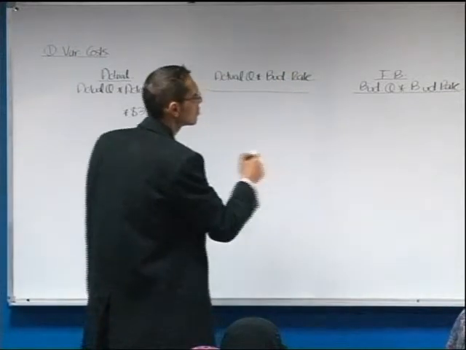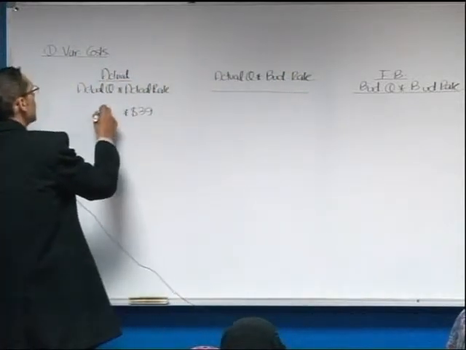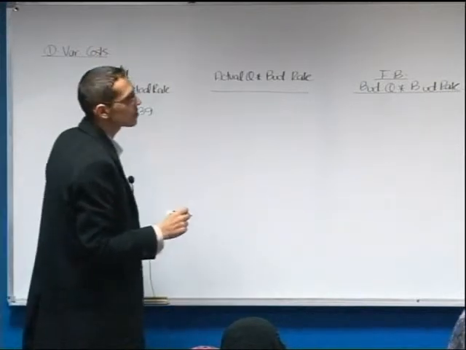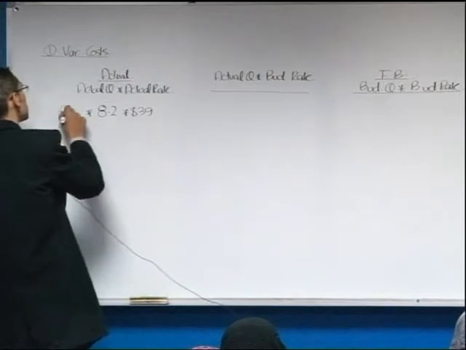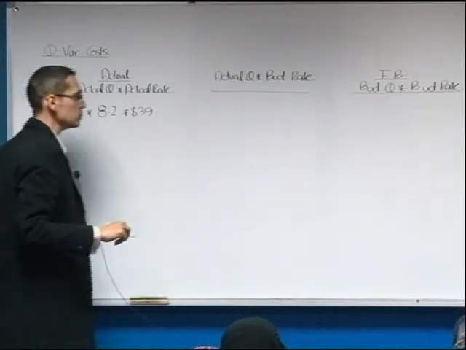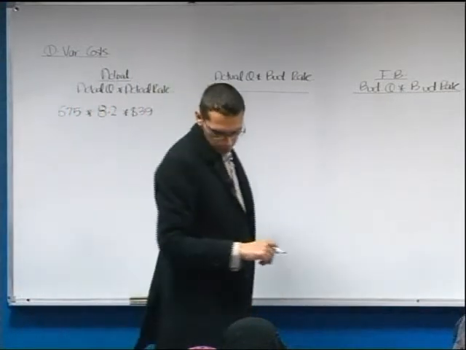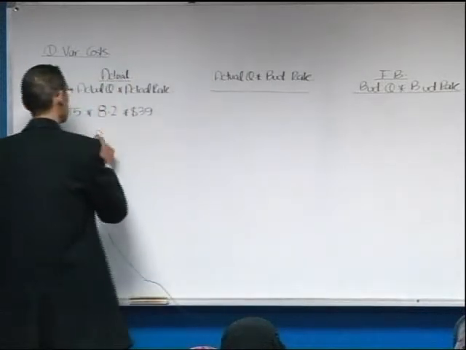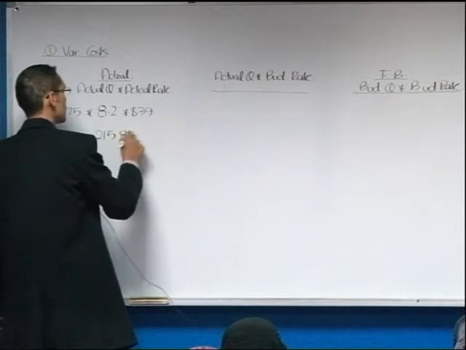Therefore, $39 multiplied by 8.2 multiplied by 675, which will equal 215,865.